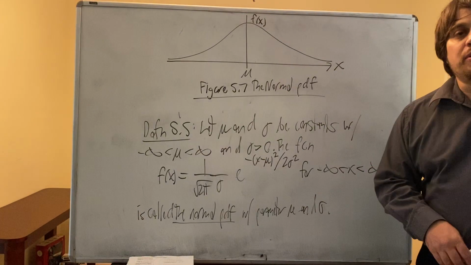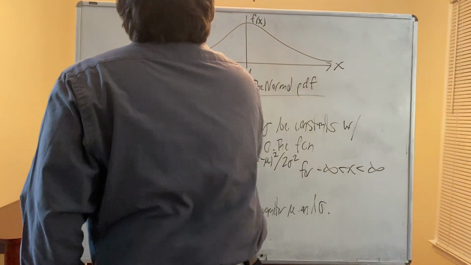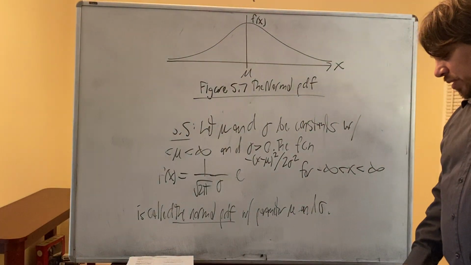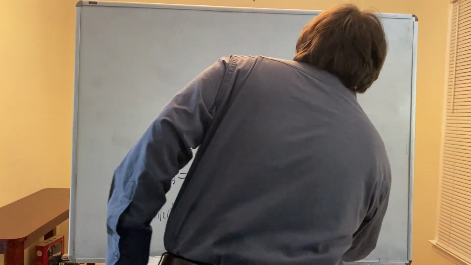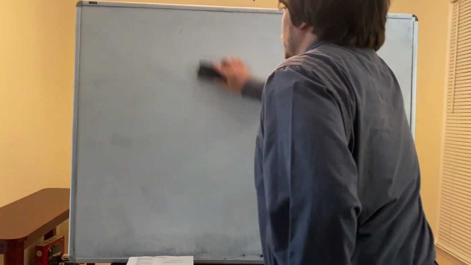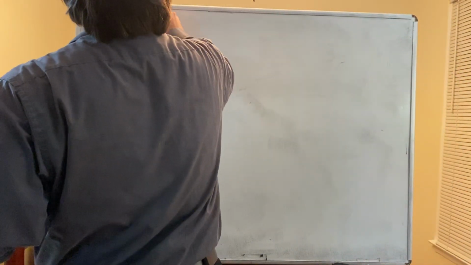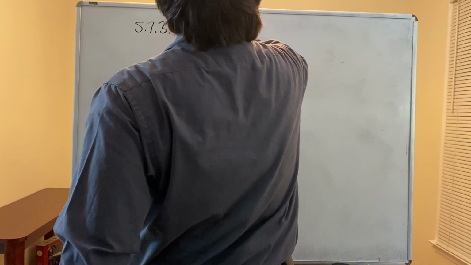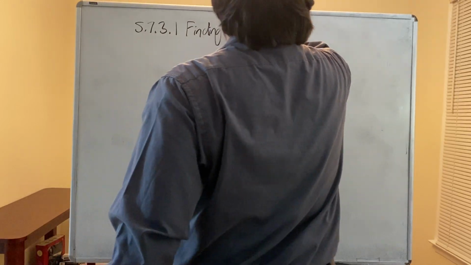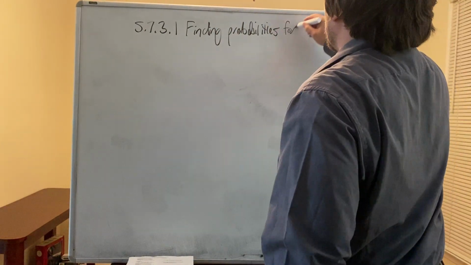Okay, so what we'll do next is we'll compute probabilities using this PDF. 5.7.3.1, finding probabilities for normal random variables.